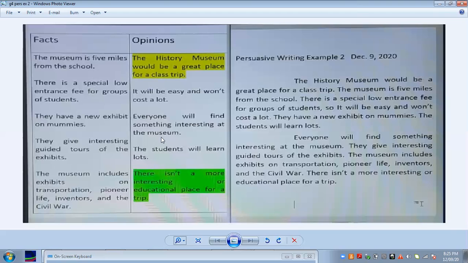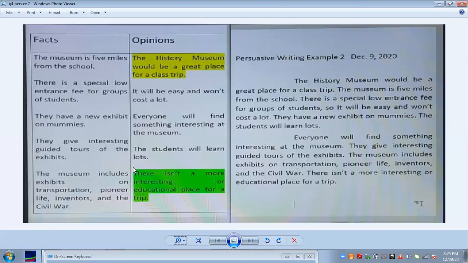I think there's something interesting for everyone. Someone else might think there is nothing interesting at all. The students will learn lots. What I consider to be a lot of information, someone else may not consider to be a lot. They may think it's not enough information and it's not worth the trouble of going. There isn't a more interesting or educational place for a trip.